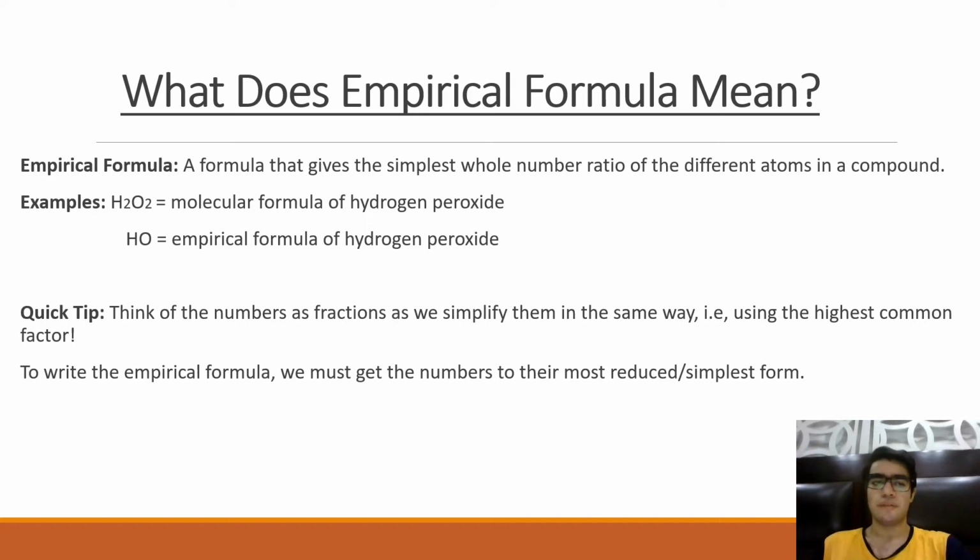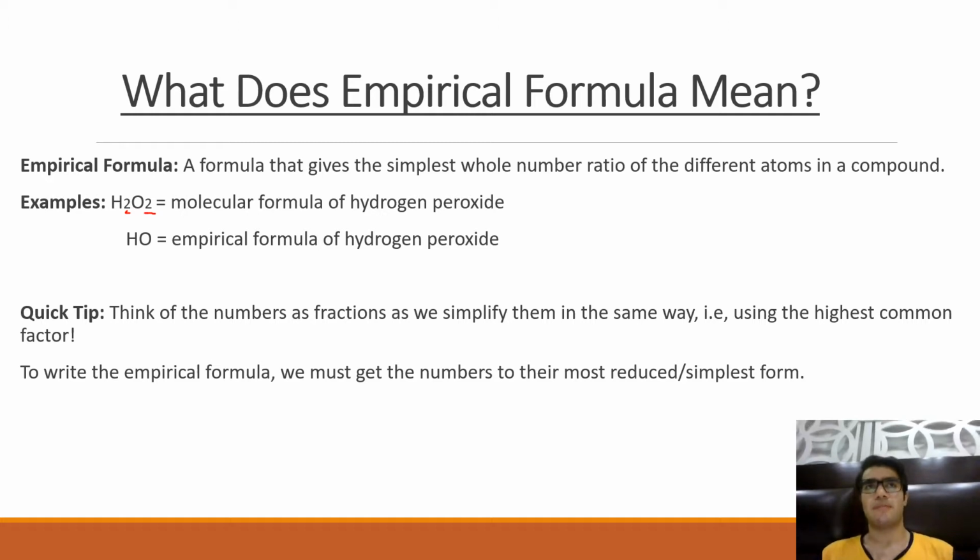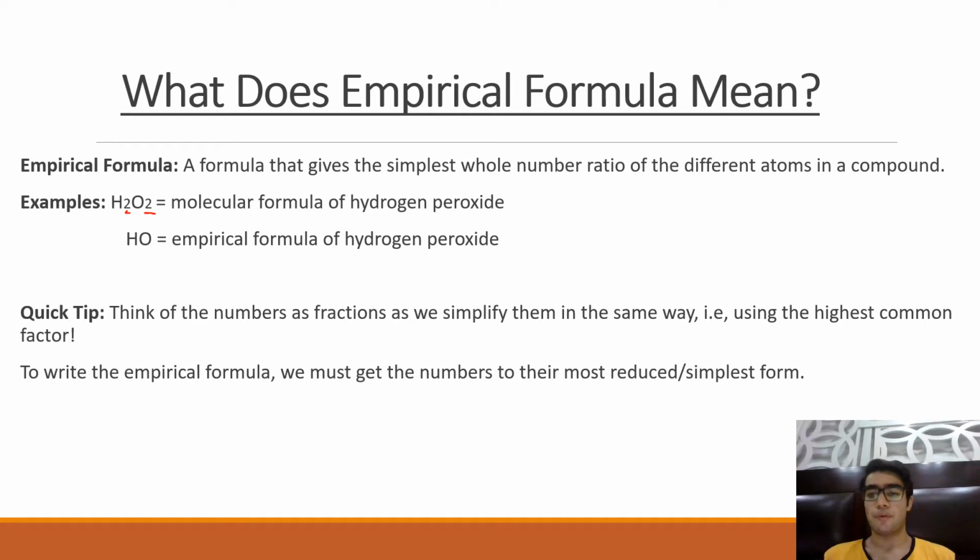A quick tip is to think of the numbers in front of the elements as fractions, as we simplify them in the same way, that is, using the highest common factor. Think of these numbers as fractions, because we have to reduce or simplify them in the same way. To write the empirical formula, we must get the numbers to their most reduced or simplest form. Reduced and simplest is the same thing. So we have to simplify the numbers as much as possible, okay? I'll give you some examples now.